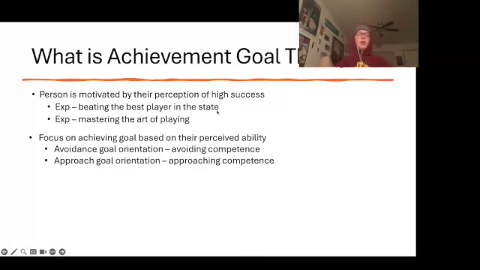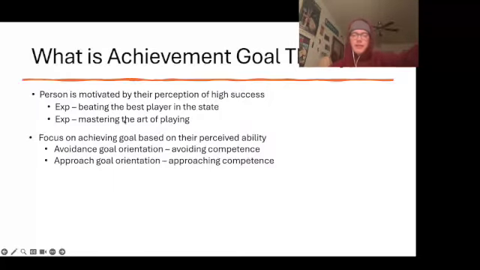So say you were running a cross-country race and you're ranked number 3 or number 2 or whatever, and Jonas is ranked number 1 and you beat Jonas. Boom. High success. That's really good. Or high success could also be mastering the art of playing.